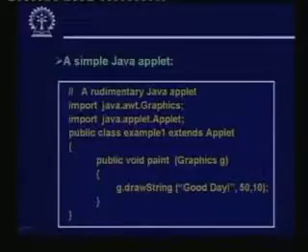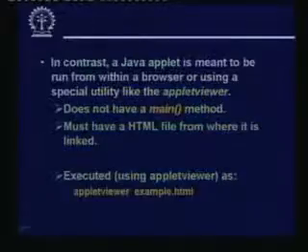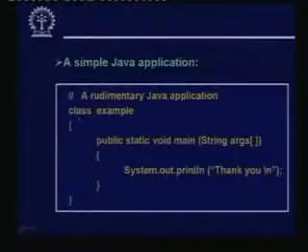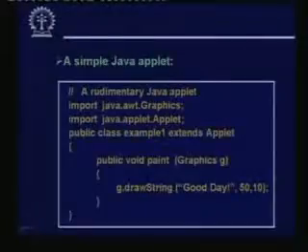Now, a simple Java applet will look like this. We shall see these details later, how to convert an application into an applet in our next lecture. At the beginning, there are some special libraries to be included, so as to have applet. And if you compare this with the previous example, there we had a class example and a main method. Here you have also a class whose name we have given as example1.